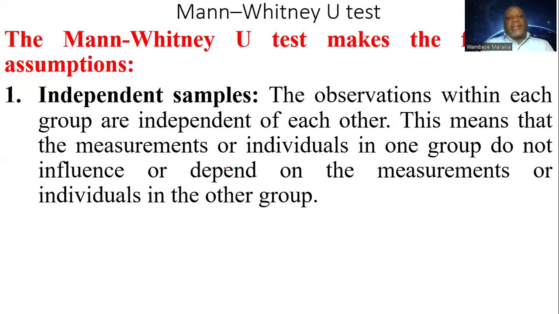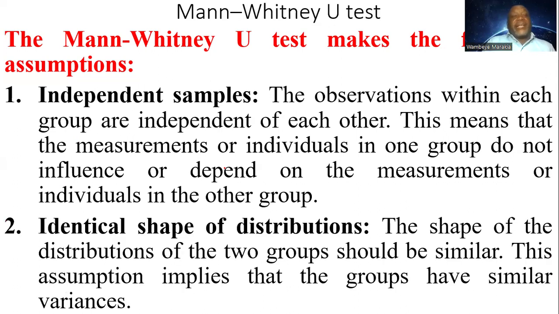This means that the measurement of an individual in one group does not influence or depend on the measurement of an individual in the other group. So independent samples are very important when you're using this test. When you have two groups, a sample in one group should not also participate as a sample in the other group. These groups should be independent.